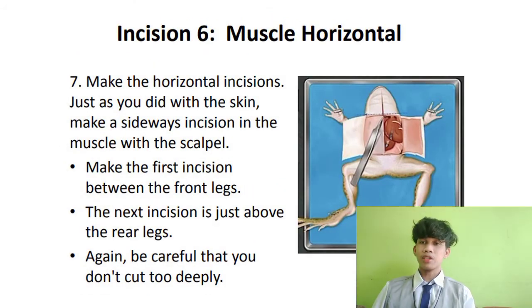The sixth incision, muscle horizontal. Make the horizontal incisions just as you did with the skin, making sideways incisions in the muscle with the scalpel. Make the first incision between the front legs. The next incision is just above the rear legs. Again, be careful that you don't cut too deeply.